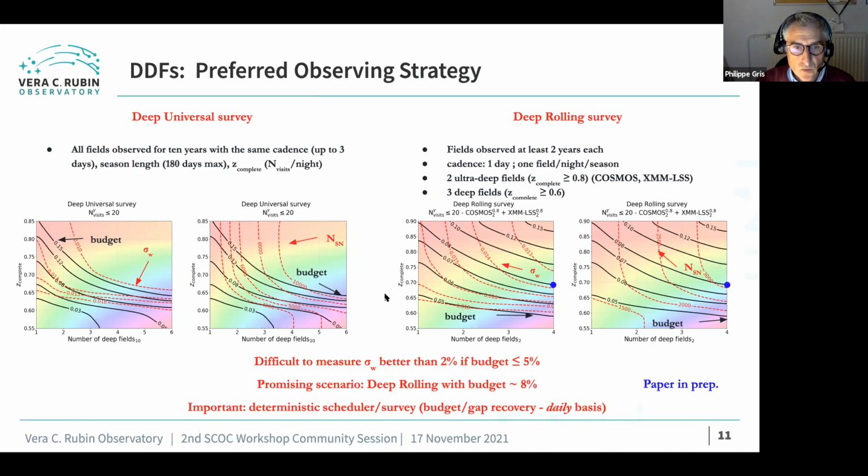What we found important during these studies is to have a deterministic scheduler or survey, in particular a budget or gap recovery mechanism that should run daily, so as to have a high quality survey for the supernovae science. A paper summarizing all these studies is in preparation. It is in internal review in DESC now and should come out soon. And I think I'm done.